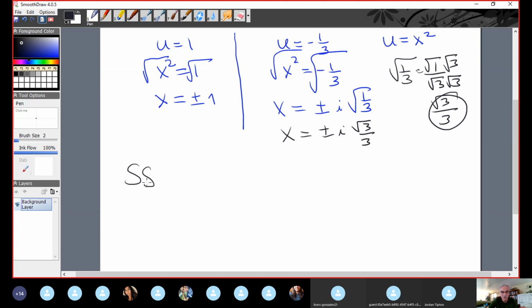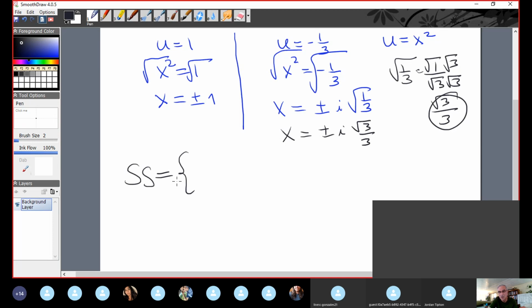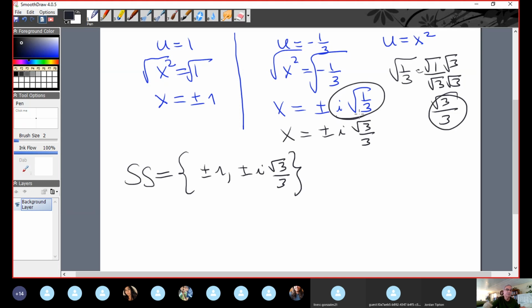Solution set. How many solutions in total do we have in this equation? Do you remember at the beginning? It's a polynomial equation, degree 4, no? Yes. Therefore, we expect 4 solutions: 2 real, plus or minus 1, and 2 imaginary or complex. In this case, pure imaginary, plus or minus i radical 3 over 3, or without rationalization, you can write it like that. Any question?